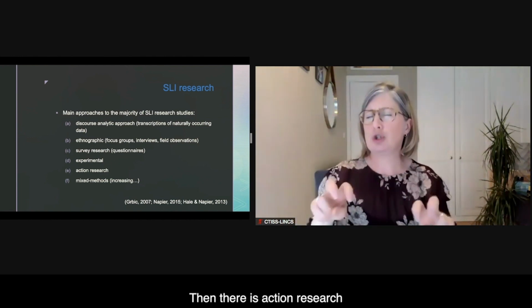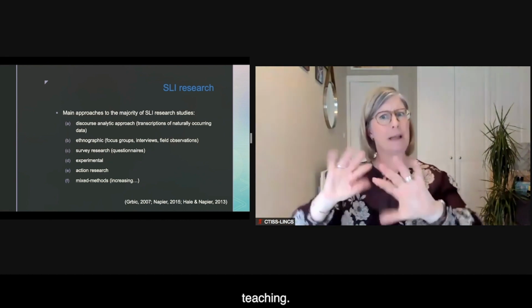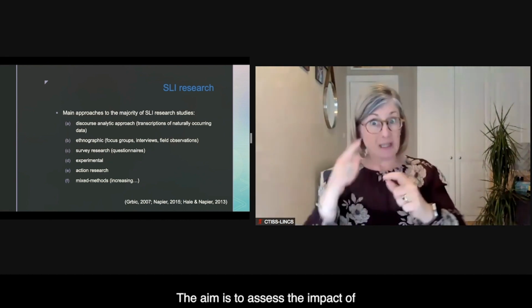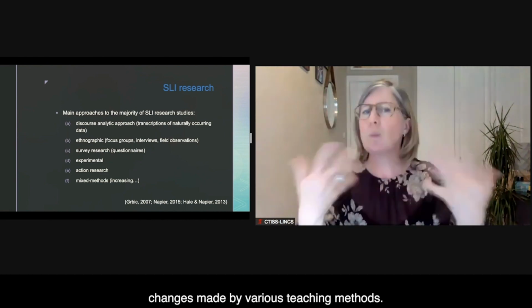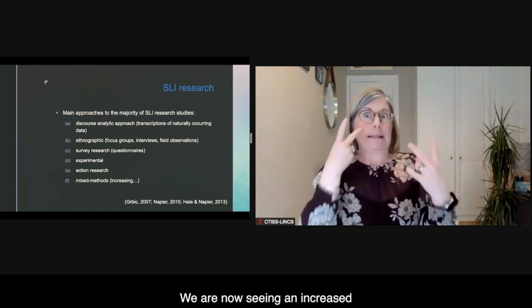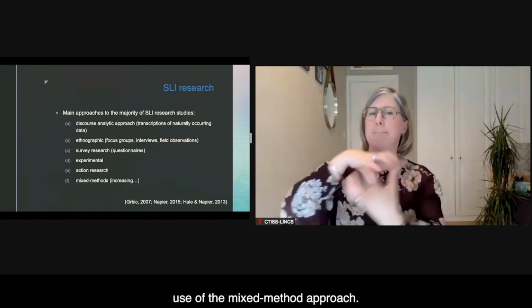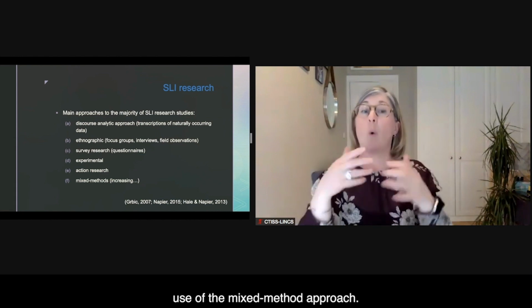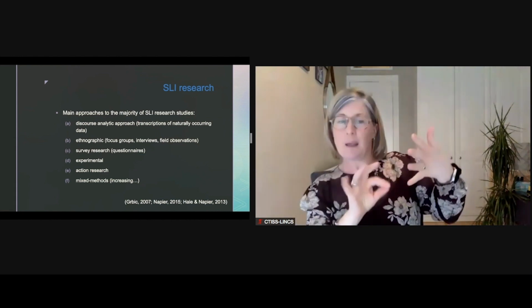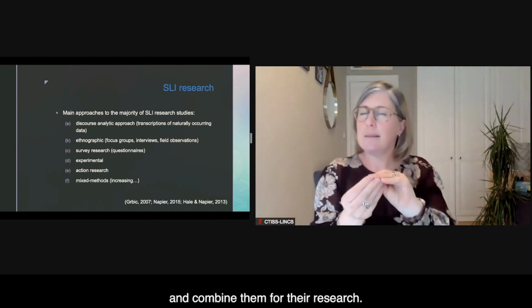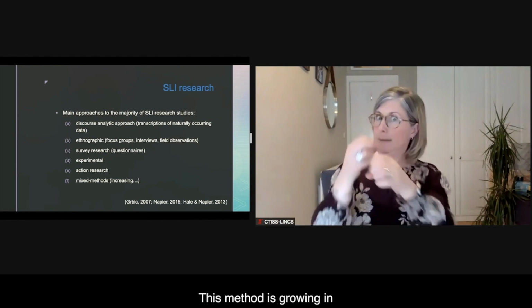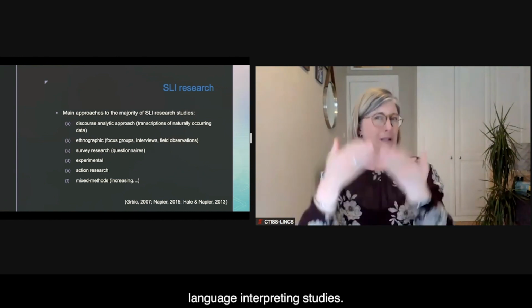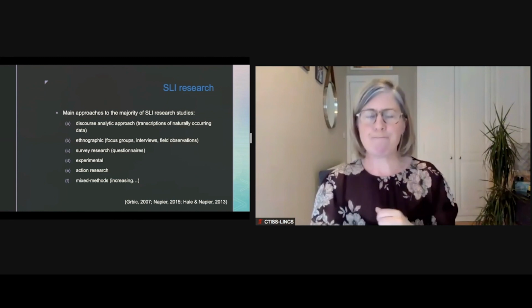Then there is action research that mostly takes place in teaching. The aim is to assess the impact of changes made by various teaching methods. We are now seeing an increased use of the mixed methods approach. This approach allows researchers to choose a variety of methods and combine them for their research. This method is growing in popularity in the field of sign language interpreting studies.